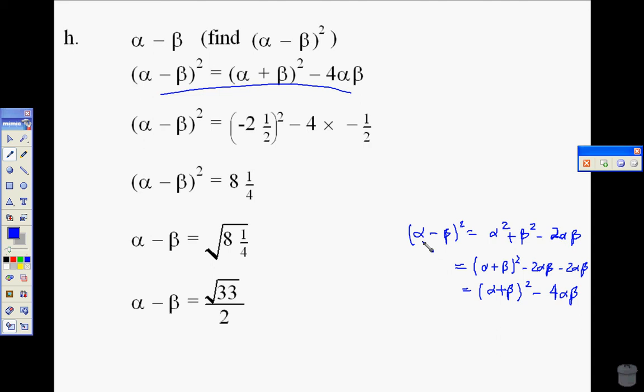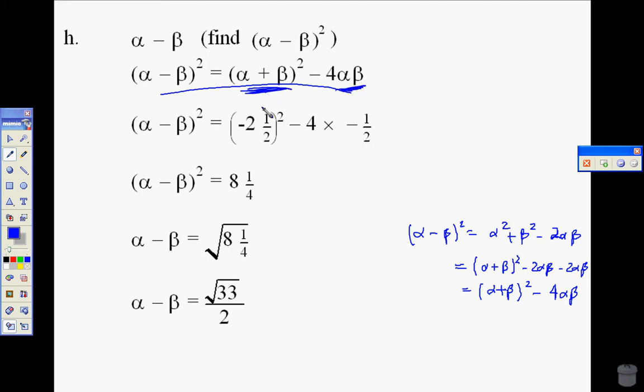Well, we know that alpha minus beta all squared would be equal to alpha squared plus beta squared minus 2 alpha beta. That's just expanding it, our perfect square there. But we know that alpha squared plus beta squared would be alpha plus beta all squared minus 2 alpha beta. Then we've got this minus 2 alpha beta extra. We collect our like terms and we get minus 4 alpha beta. So with our alpha plus beta all squared minus 4 alpha beta, that's what would be equal to alpha minus beta all squared. So again, we've broken it down to the sum of the roots, the products of the roots.